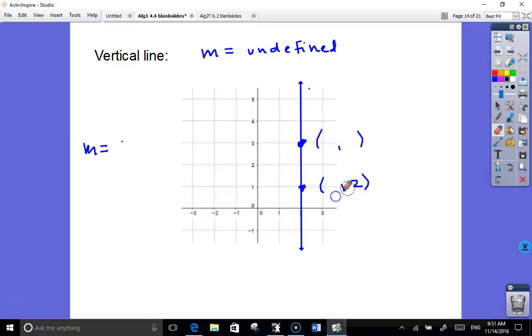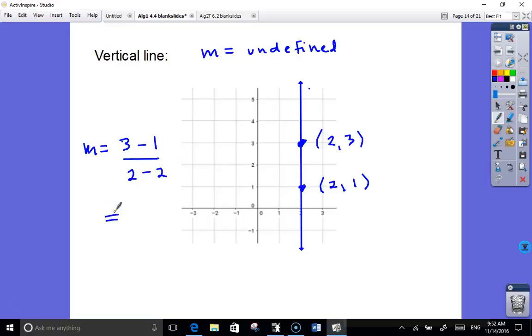Mr. Callahan? Yep. Have you ever heard of Mr. Slope Man? No. It's a picture of a guy, and it helps you remember that it's undefined. What is it called? I can draw this.